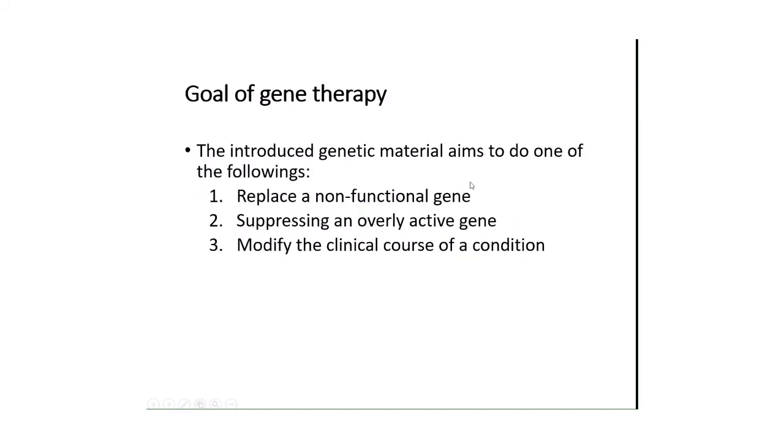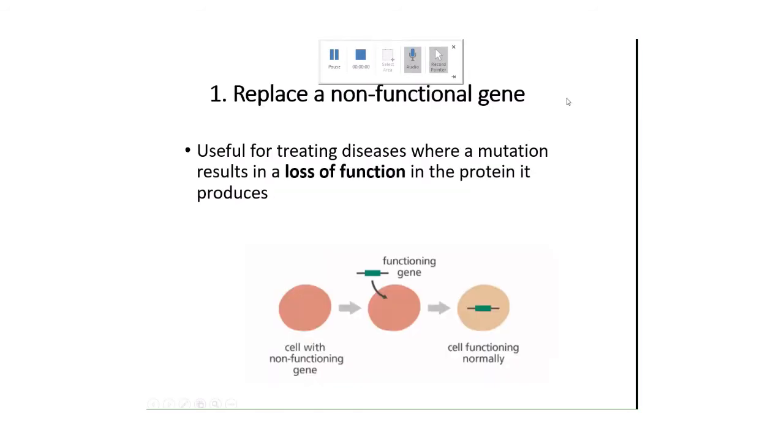Typically speaking, the goal of gene therapy is to introduce genetic material that will allow you to either replace a non-functional gene, or suppress a gene that is overly active, or modify the clinical course of a condition. Let's say someone has a mutation in a gene that causes it to produce a protein that is no longer functional. Let's say they have a nonsense mutation and the protein is truncated, so it's not going to be able to work. So the logic here is to input a functional version of that gene, deliver it to the cell, and the cell is going to now be able to make the protein, and hopefully it will fix the condition.